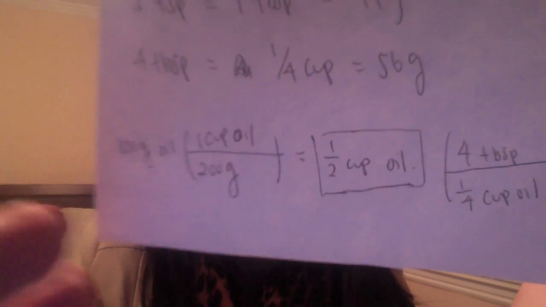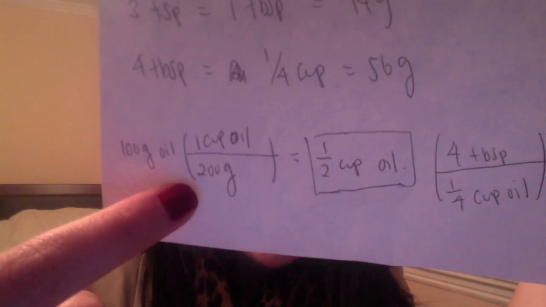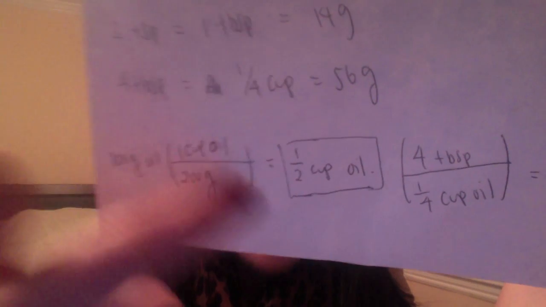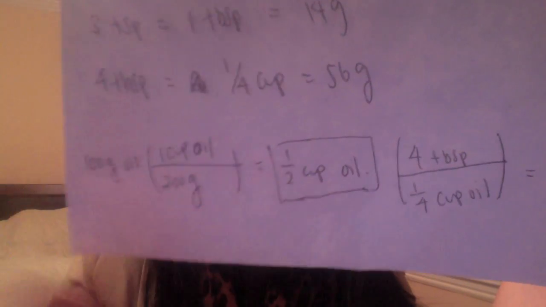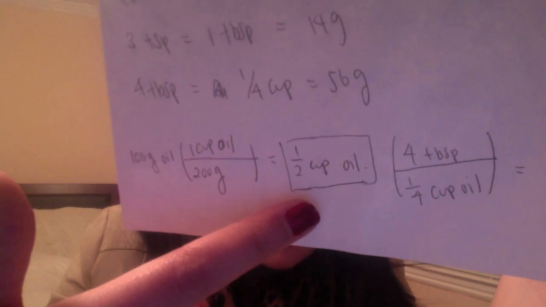You usually divide it by the grams. So 1 cup of oil equals 200 grams of oil. So I multiply by the conversion factor, and I get 1/2 a cup of oil. So 100 grams of oil is equivalent to 1/2 cup of oil. So these are the units that you will need to convert from grams to cups.